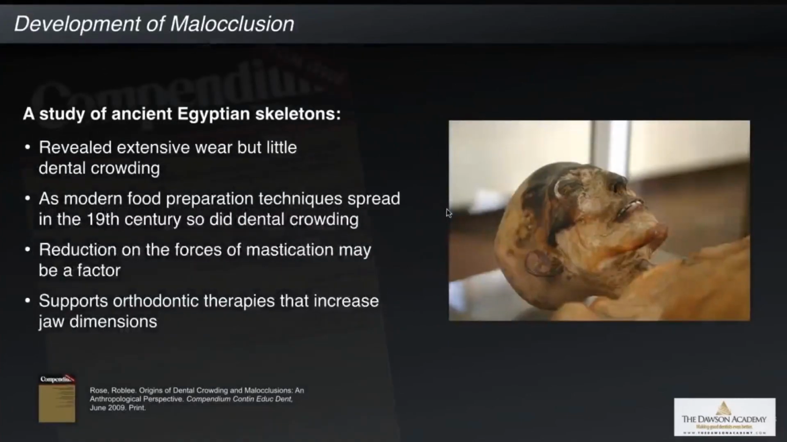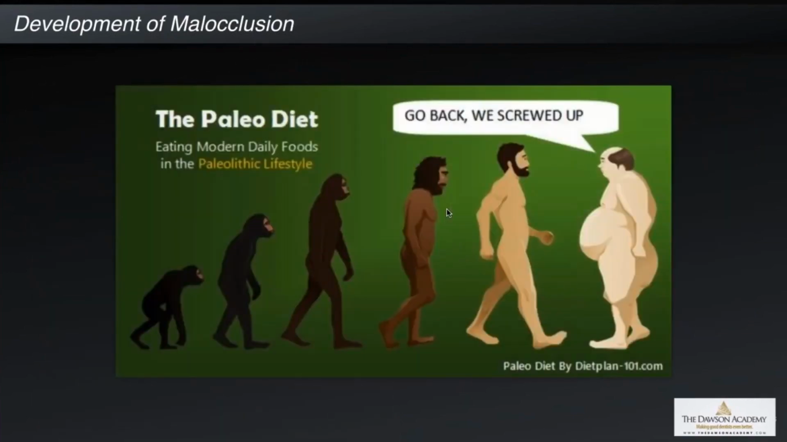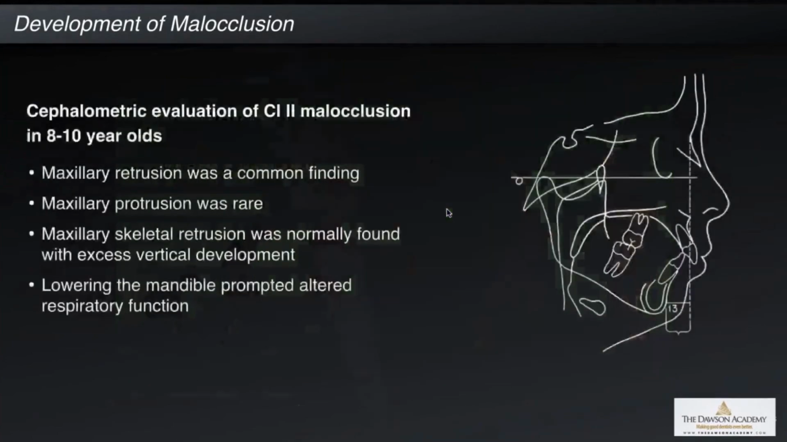Ancient Egyptian skeletons revealed extensive wear but little dental crowding. Modern food preparation techniques spread through the 19th century, and so did dental crowding. Reduction in the forces of mastication is presumed to be a factor, and it supports orthodontic therapies that increase jaw dimensions. So maybe the paleo diet was pretty good, and where we are now is not the best. Maybe we have to alter this. This is a huge problem. We all know this in our country with people being overweight, sugars, et cetera. So this is more of a byproduct of that. Healthy lifestyle is a good thing.